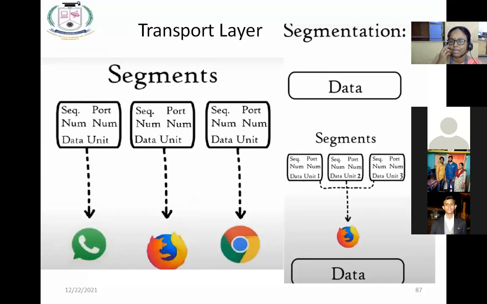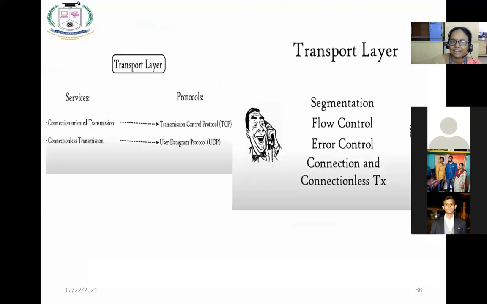Okay, and the transport layer. We all know the transport layer is nothing but segments. My data will be divided into segments. It will carry the sequence number, port number and data. Depending on the port, it will be sent to WhatsApp or Mozilla Firefox or Chrome, whatever it may be. But the entire thing will be segmented and sent as a single form of data also. So segmentation is also done for this purpose.